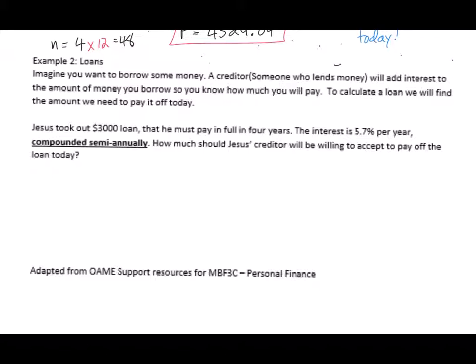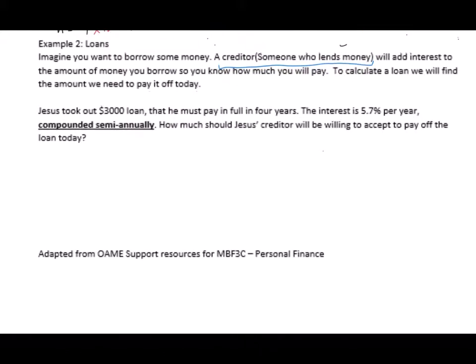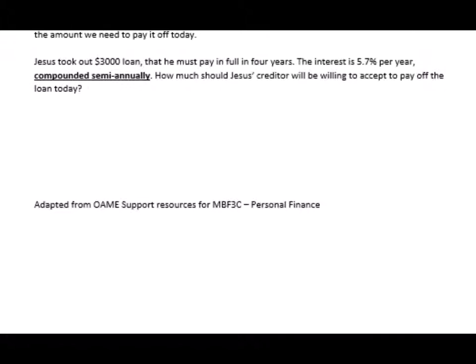Now imagine we have a new person in our life. His name is Jesus. Jesus at one point decides to take out a $3,000 loan that's due in 4 years. So the $3,000 is going to be due in 4 years, right? And basically the interest is 5.7% per year compounded annually.